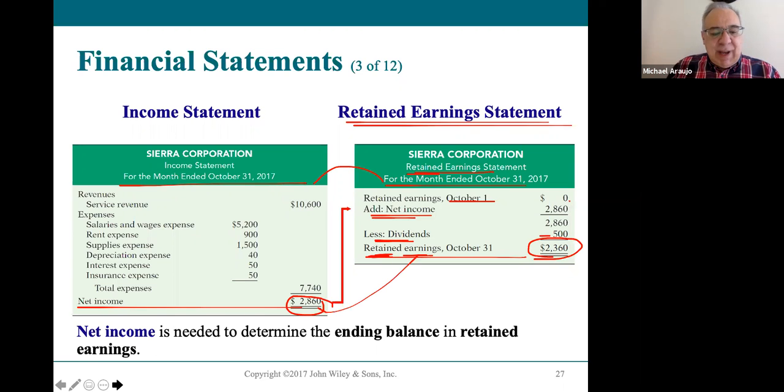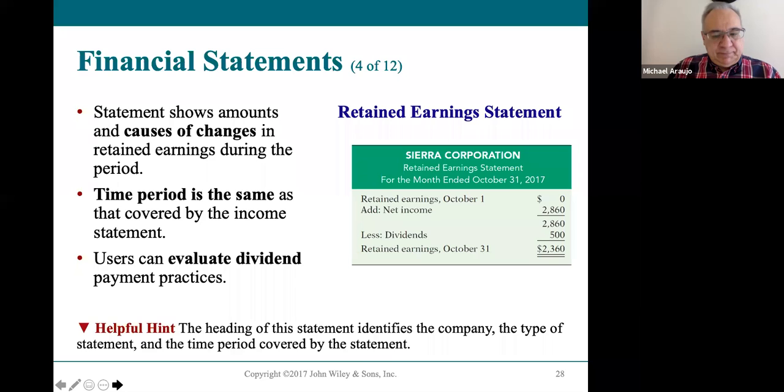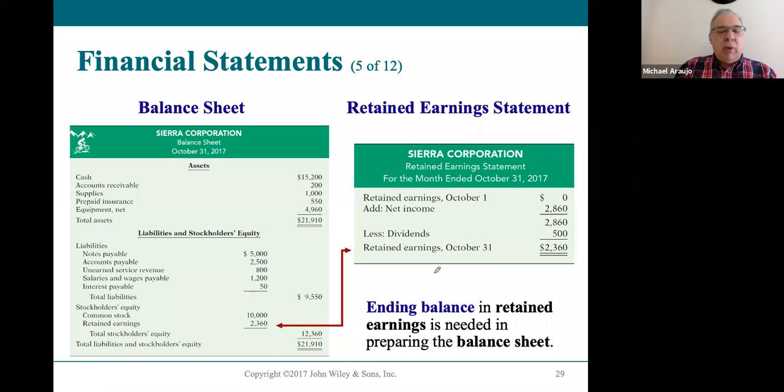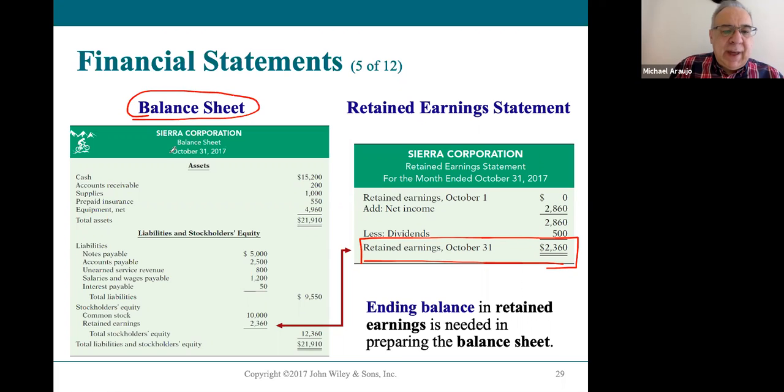So the next step we have to know is where do we show these retained earnings, since whoever owns the company owns the profits? Well, they're shown on the balance sheet. The balance sheet is a financial statement that is done for a particular day, unlike the retained earnings and income statement, which are done for a period of time. That's a very, very important piece of information.